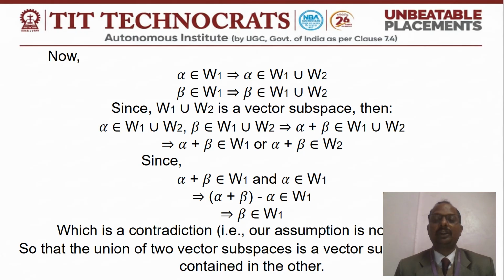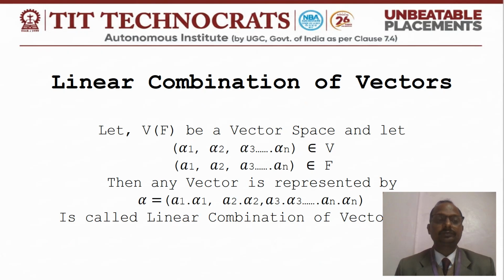Since W1 union W2 is a vector subspace, alpha plus beta also belongs to W1 union W2. This implies alpha plus beta belongs to W1 or alpha plus beta belongs to W2. Suppose alpha plus beta belongs to W1 and alpha belongs to W1; this implies alpha plus beta minus alpha belongs to W1. So beta belongs to W1, which is a contradiction. That is, our assumption is not correct. So the union of two vector subspaces is a vector subspace if one is contained in the other. So the theorem is proved.